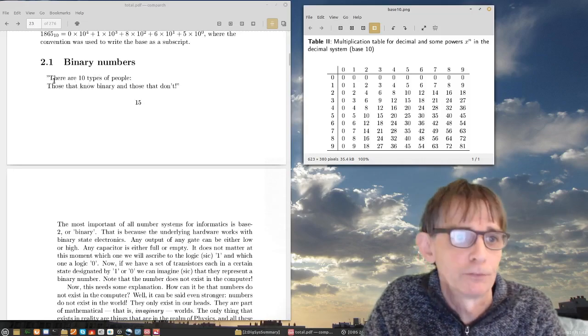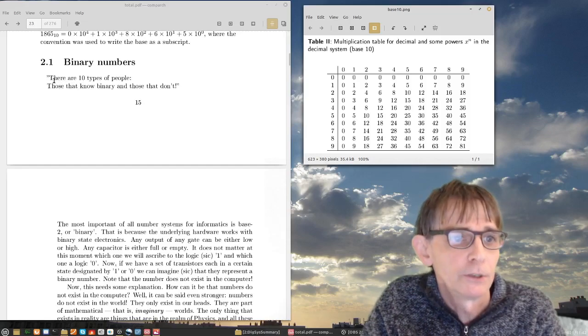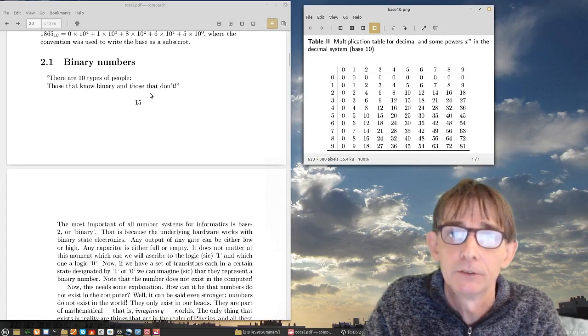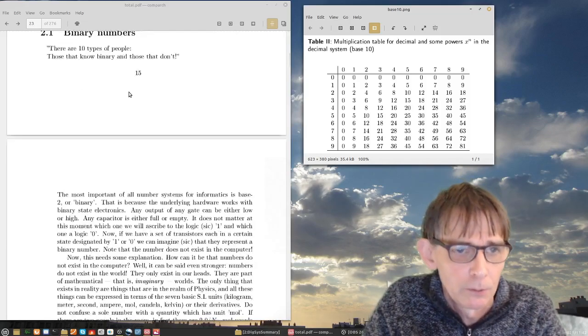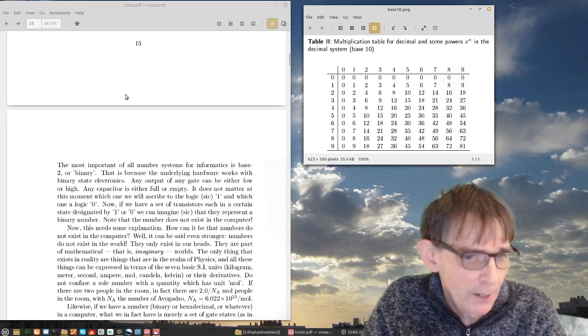And then, of course, we have this funny joke, which you can see here. There are, well, I should not pronounce it. I should say something later. There are 10 types of people, those that know binary and those that don't. I hope you now get this joke, because you should be knowledgeable in binary.